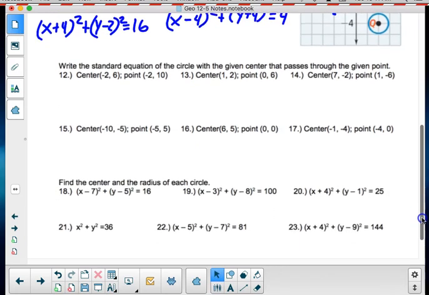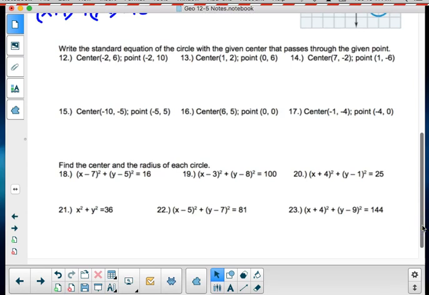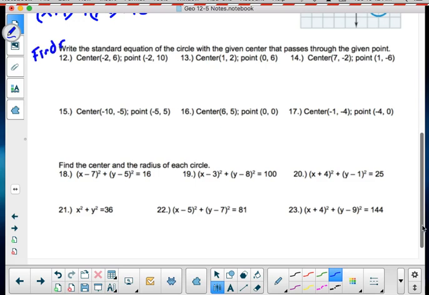Now in this next section, write the standard equation of a circle with the given center that passes through the given point. Well, I've got to find the radius, so I'll find the radius. And if I keep in mind as I do this, my standard equation is this value, and I'm going to use those points. My center is always h and k, but this is going to be x and y, and I can use that, x and y, to plug in to find my radius.